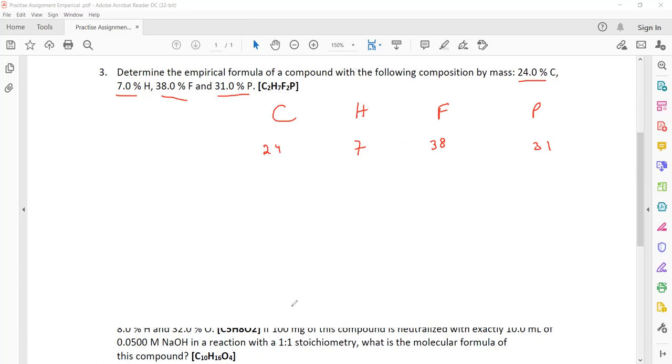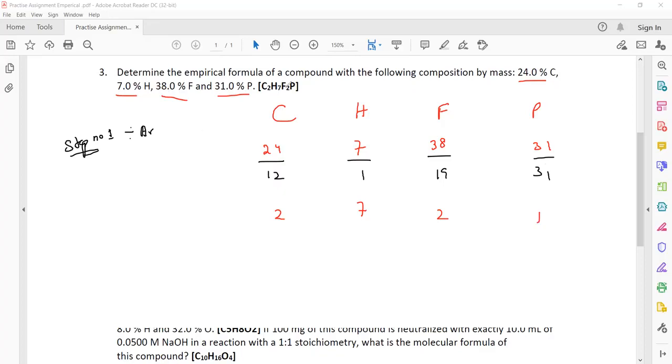So step 1 when finding the empirical formula is to divide by relative atomic mass. We'll use the periodic table. Carbon is 12, hydrogen is 1, fluorine is 19, and phosphorus is 31. So 24 divided by 12 is 2. 7 divided by 1 is 7. 38 divided by 19 is 2. And 31 divided by 31 is 1.